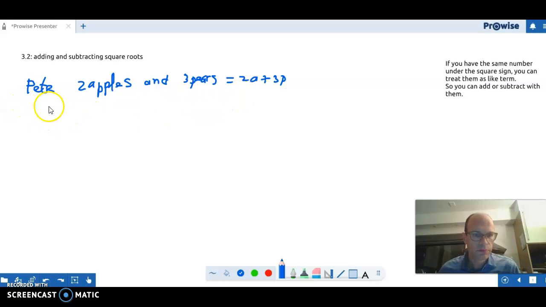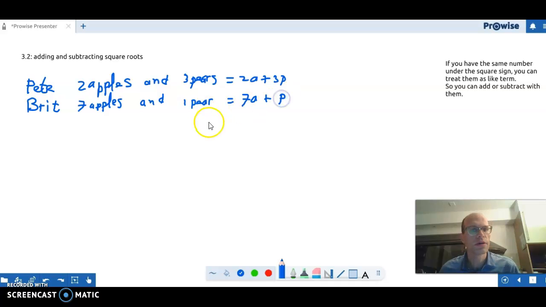And then there is Brit, and Brit has 7 apples and 1 pear. So that will be 7a plus, we don't need to write 1p, just p. And how many do they have in total? You need to add it, and you can't add apples with pears or pears with apples. You can only add apples to apples and pears to pears. They're the same. They are like terms. If they are the same, they are like terms.